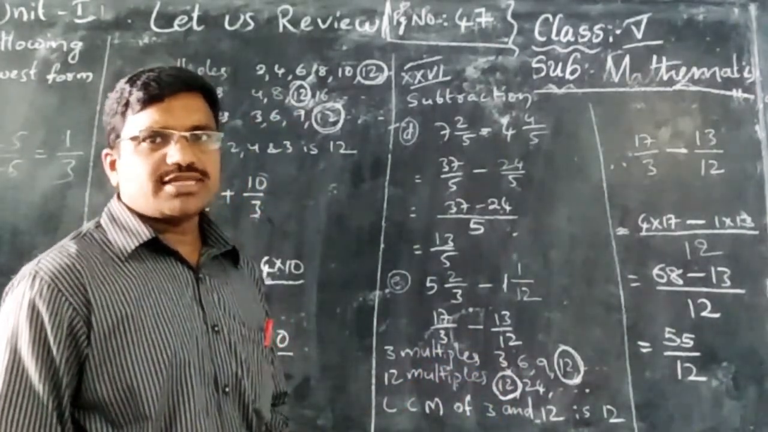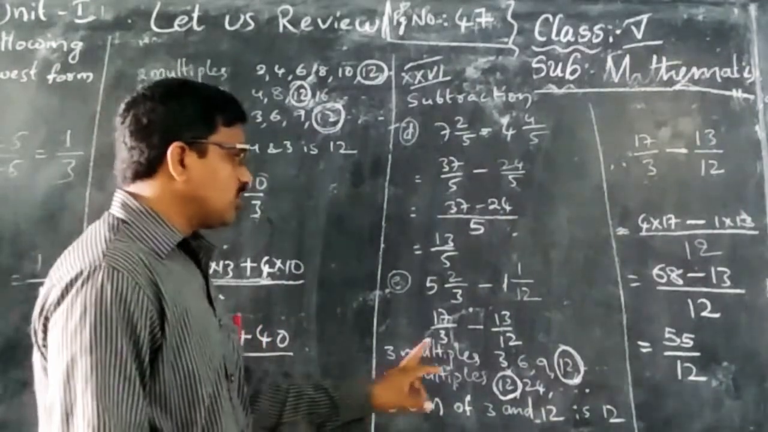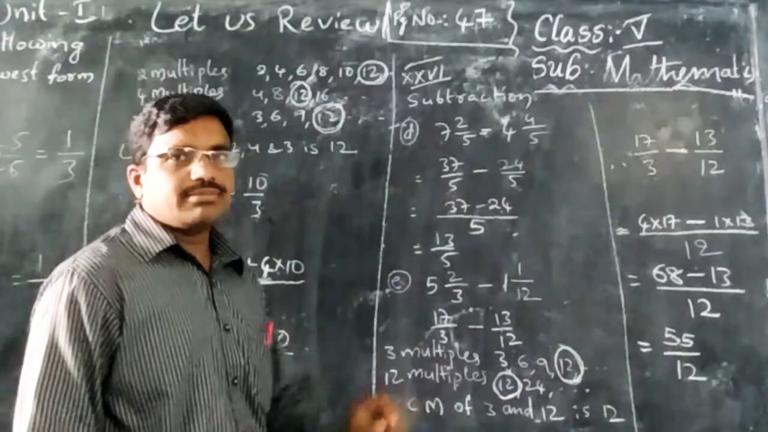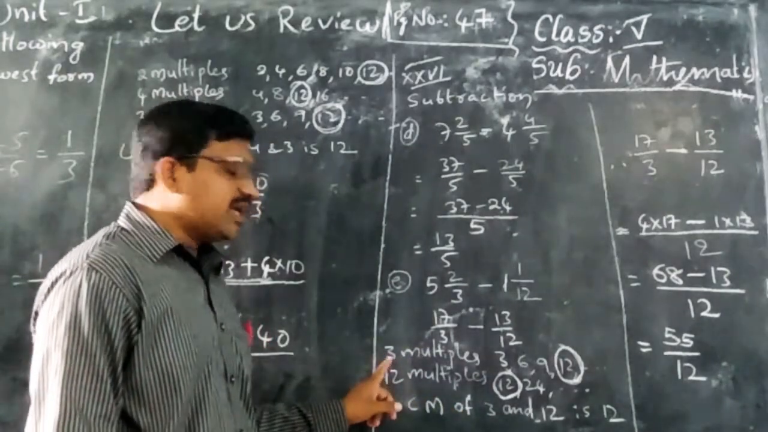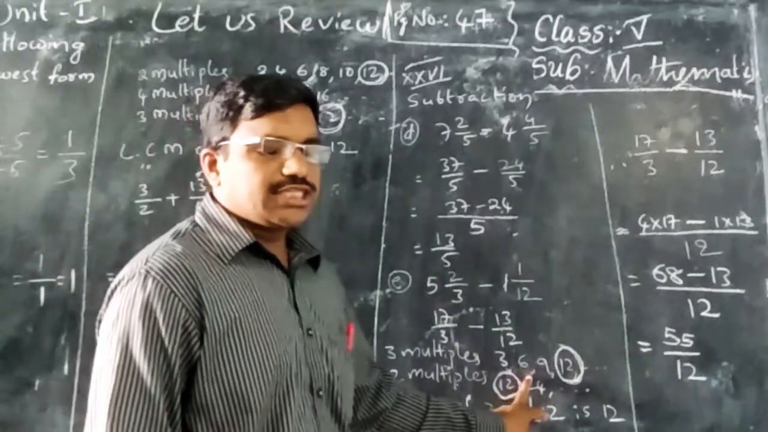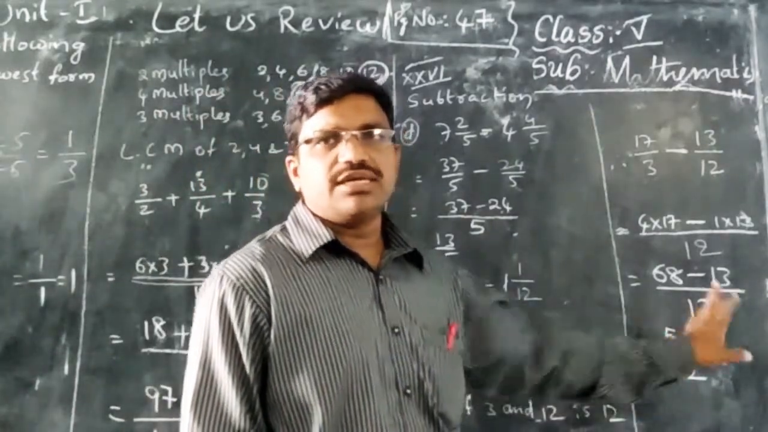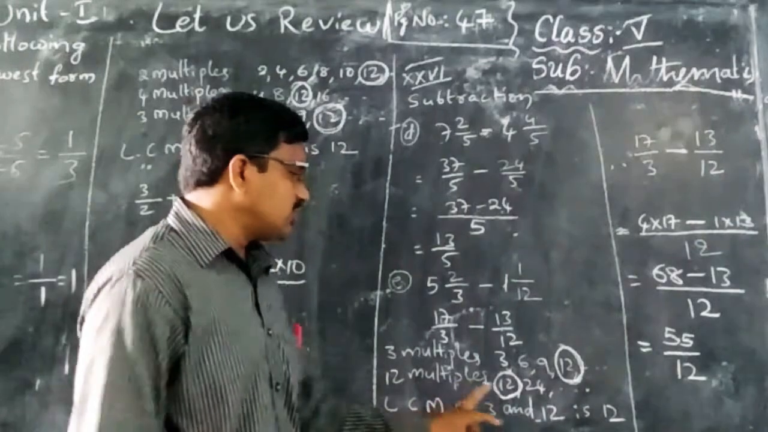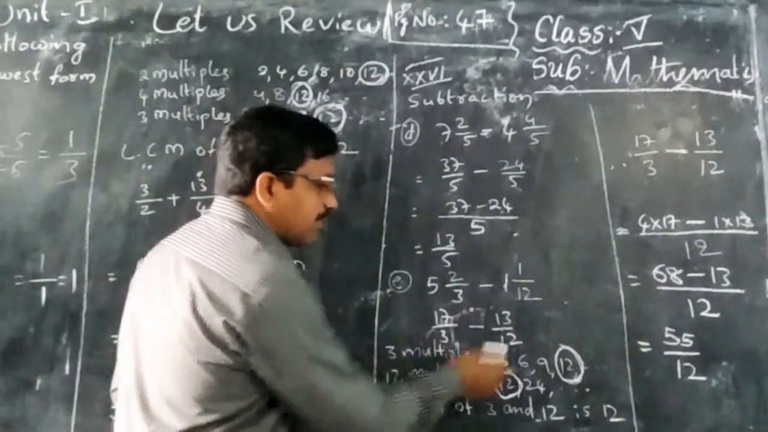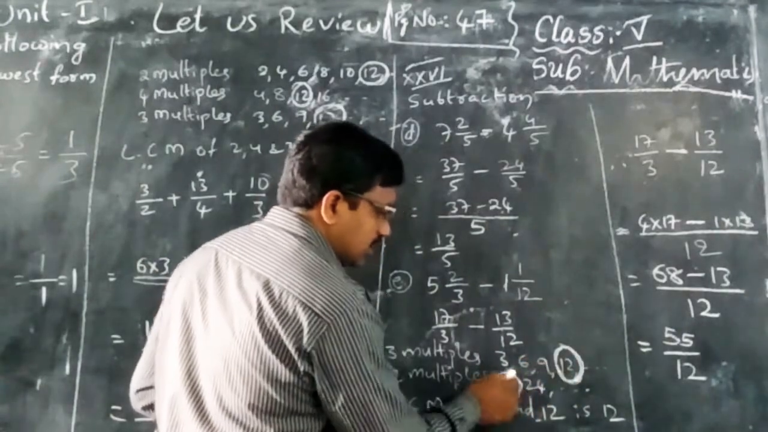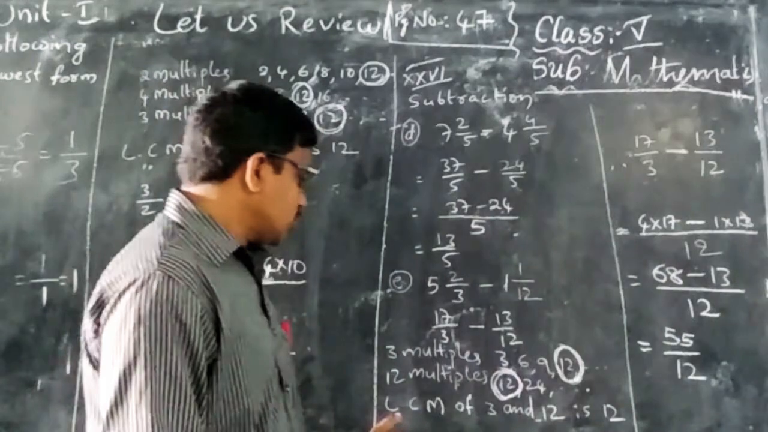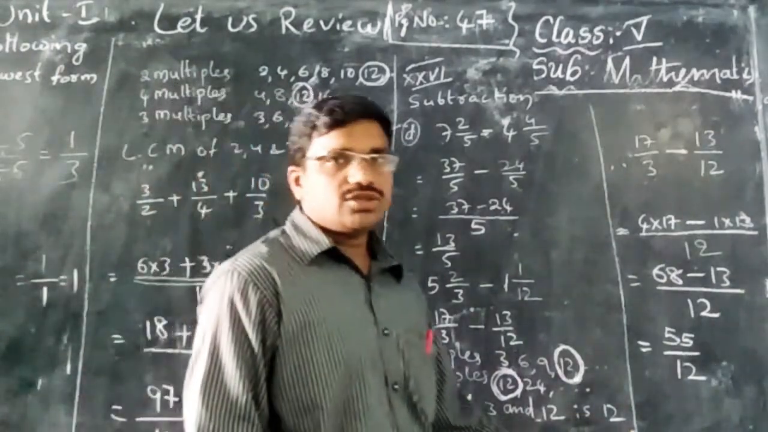So how to solve the problem with unlike fractions is we have to find the denominators' LCM. How to find the LCM? Again, we have to write the denominator multiples. 3 multiples: 3, 6, 9, 12, 15, and so on. Again 12 multiples: 12, 24, 36, and so on. Now what is the common multiple? 12, that is the least common multiple. So LCM of 3 and 12 is 12.